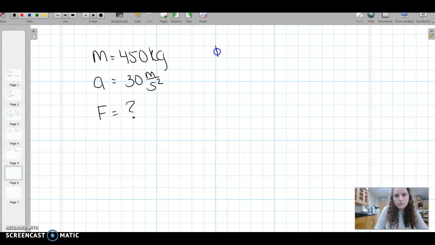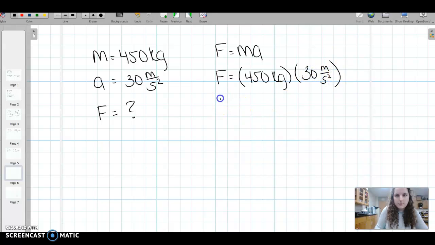So using Newton's second law, F equals ma, we can do so. So plugging in our mass in kilograms and multiplying it by the acceleration that we are given. So plugging this in, we get that Brian Shaw is exerting a force of 13,500 newtons. Okay?